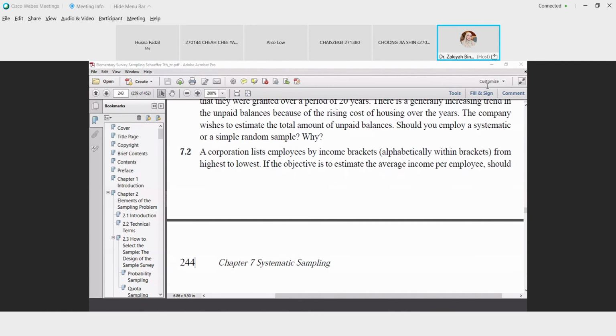Something like job grade. For example, lecturers also have different job grades: tutor, pensyarah kanan, Professor Madya, and professor. So there are different levels, like VK7, VK6, VK5. Stratifying by job grade makes sense, or by the income bracket. Job grade is probably best. It makes sense. But you're right, systematic sampling is definitely better than SRS.